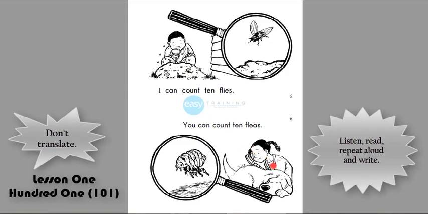Here, in this picture, is the girl. You see, this is a dog. And she says, you can count 10 fleas. I see only one flea here. This is a flea. But on this dog, there are many fleas, I guess. And she counts 10 fleas. Here on this dog are many fleas, and she can count 10.